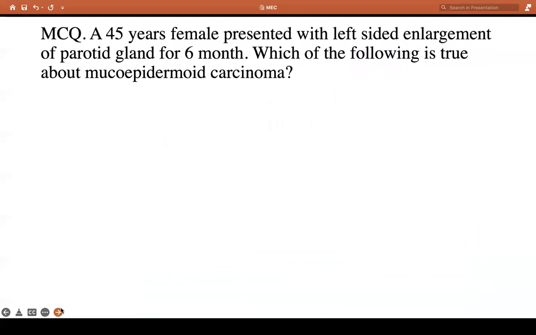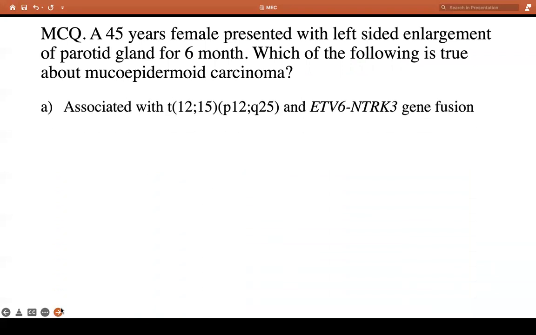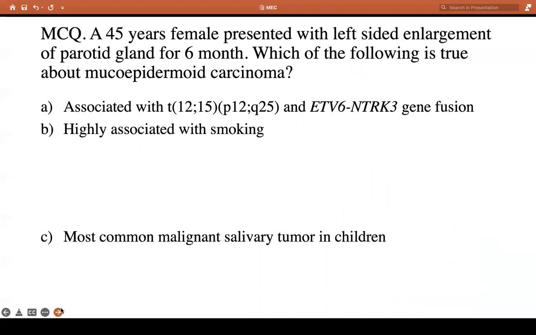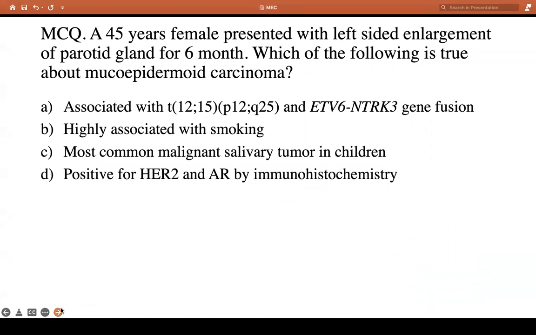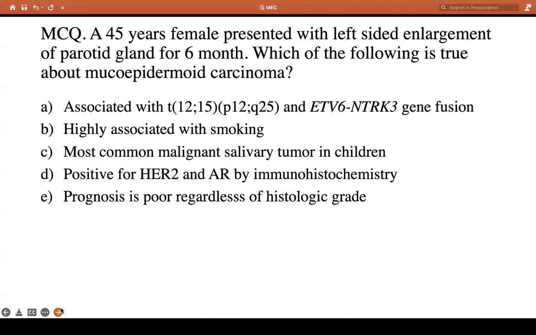So this is MCQ number 1. A 45-year-old female presented with left-sided enlargement of the parotid for 6 months. Which of the following is true about mucoepidermoid carcinoma? This translocation, highly associated with smoking, most common malignant salivary tumor in children, or positive prognosis.